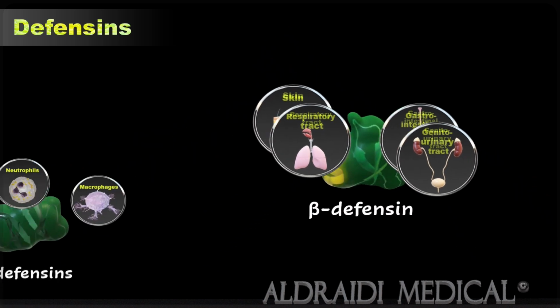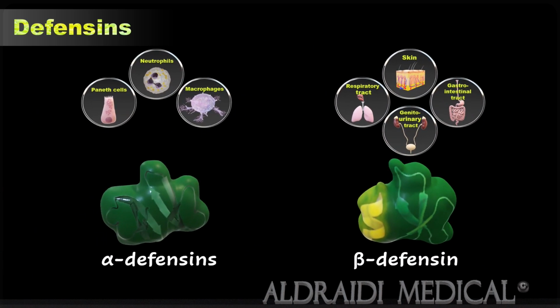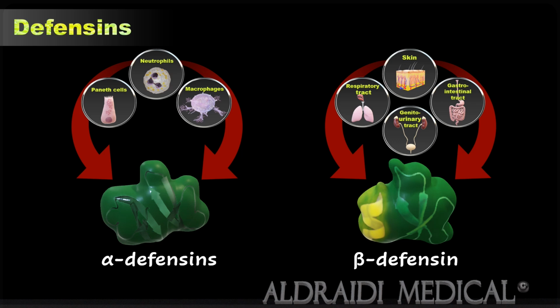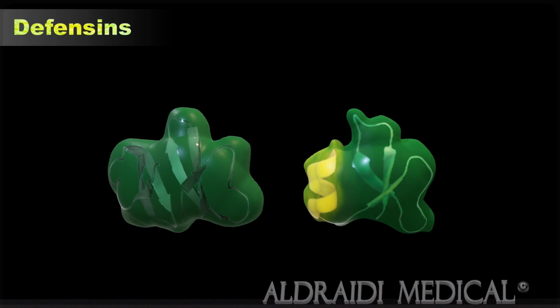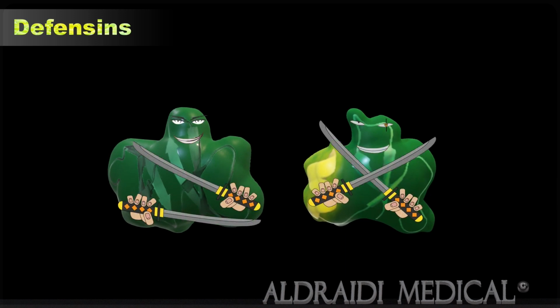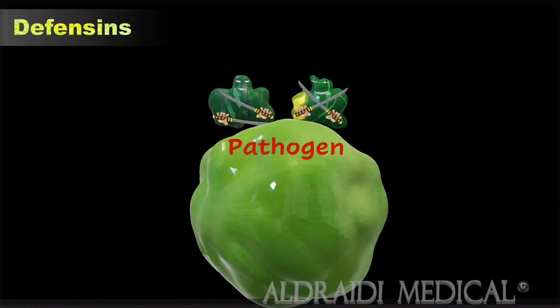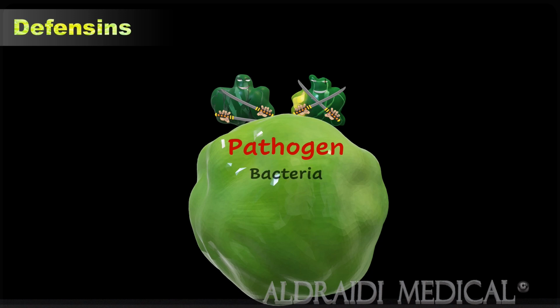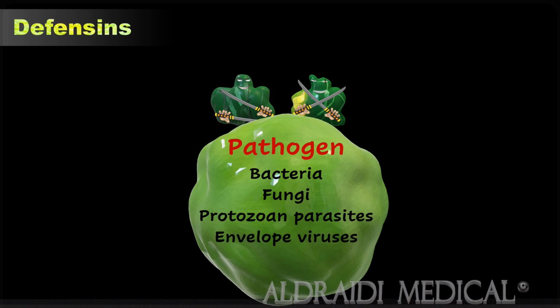However, both alpha and beta defensins can also be secreted constitutively by epithelial cells in many tissues, and are stored as well in neutrophil granules. Both classes of defensins have antimicrobial activity against a wide range of pathogens, including bacteria, fungi, protozoan parasites, and enveloped viruses.